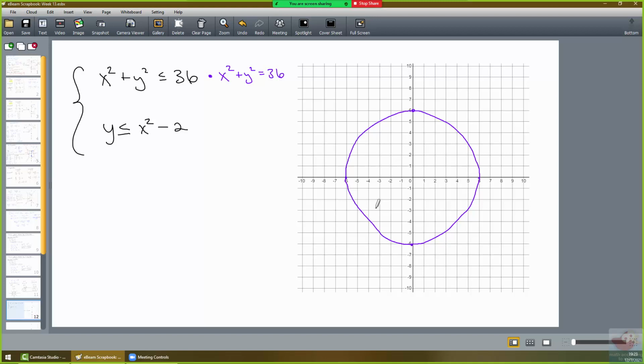So step 1, graph the related equation. Comment, because there is an equal sign on the inequality, it's less than or equal to, I used a solid curve. If it were not an equal to, you would use a dotted curve.